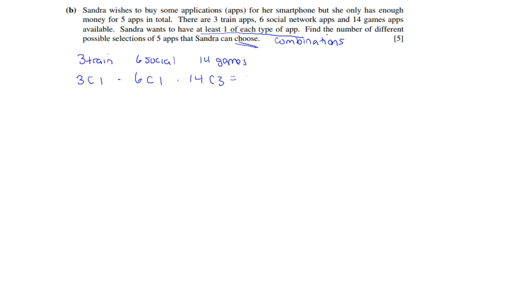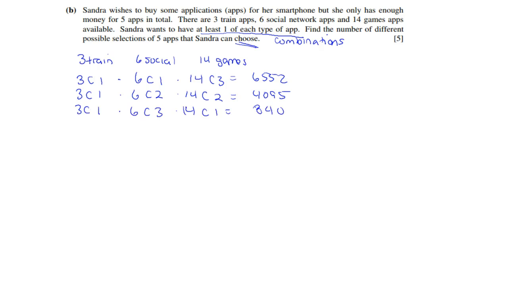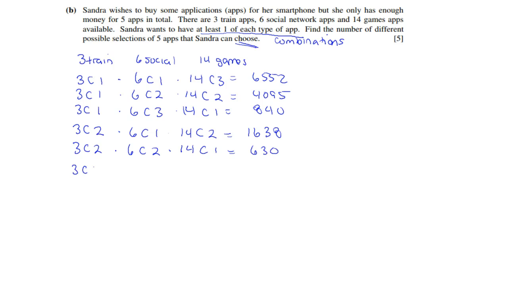So in the first go round, if I only pick 1 training one and 1 social, well, then I'm going to have to pick 3 of the games. And then if I switch that up and I do 1 training and 2 social, well, now I only can do 2 of the games. And see, now I can just kind of work it around. Okay, so 1 training and 3 social. Well, now there only can be 1 left of the games. So then I go, okay, well, what if I got 2 training? Well, now I could get 1 social and 2 games. And if I get 2 training, I could get 2 social and 1 game. And that's all I can do with that.